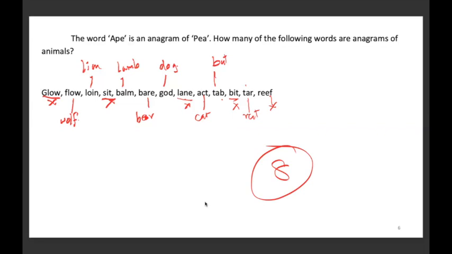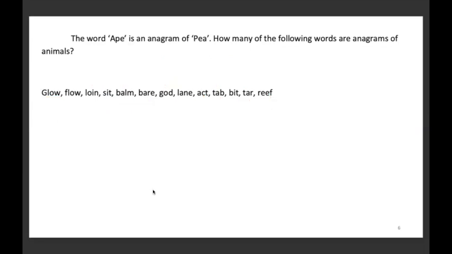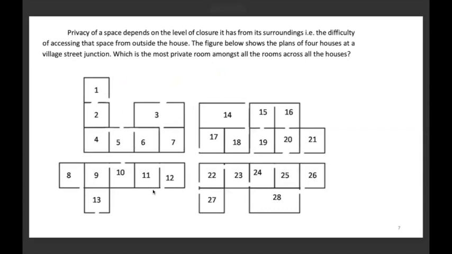Okay, we'll move to the next one. In this question, we're given what is privacy, is the first part. Privacy of a space depends on the level of closure it has from its surroundings, that is, the difficulty of accessing that space from the outside the house. How difficult is a room or a place to access from the outside? It just allows us to understand how private the space is. The more difficult it is, the more private the space is.